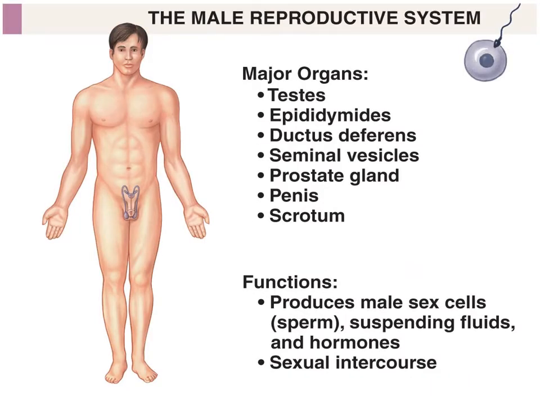The male reproductive system is made up of our testes, epididymis, ductus deferens, seminal vesicles, prostate gland, penis, and scrotum. Produces our sperm, our male sex cells, suspending fluids, and hormones, and it is utilized for sexual intercourse.